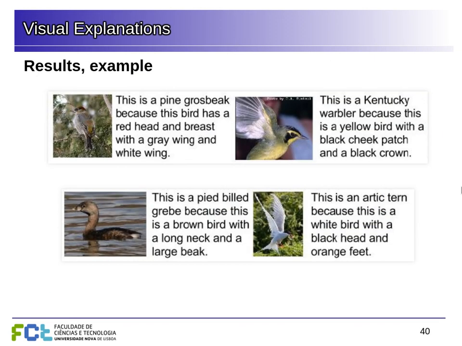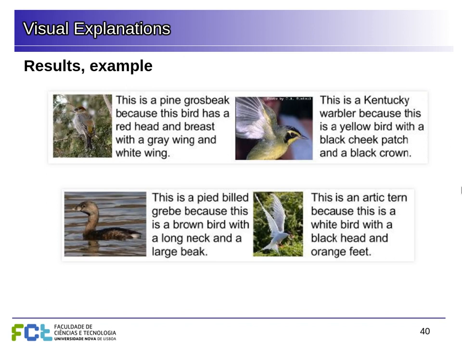We give the system the image of a bird, and it identifies the bird. This is a pine grosbeak, and it says that it's because this bird has a red head and breast with a gray wing and a white wing. You can see that the explanation is a bit weird. It's not human-written text, but is generated by the system, learning from this kind of description. This one is identified as a Kentucky warbler because it's a yellow bird with a black cheek patch and a black crown. It tries to give a justification of why that bird was identified.